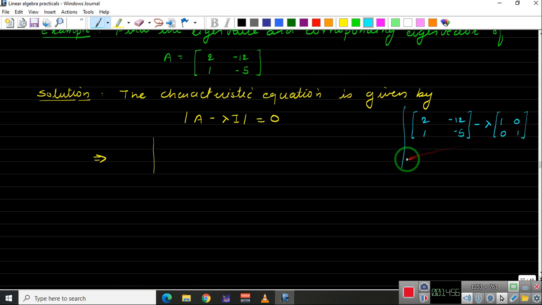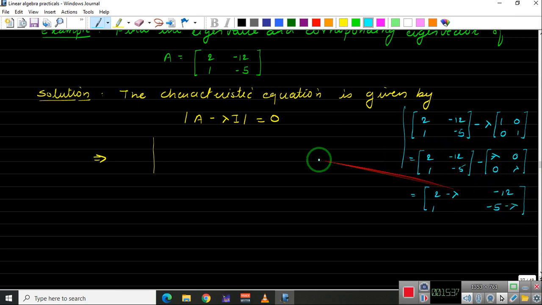So this will be equal to 2, minus 12, 1, minus 5, minus, you multiply the scalar inside the matrix, so this will be lambda 0, 0 and lambda. Then to subtract two matrices you subtract the corresponding entries. So this will become 2 minus lambda, minus 12 minus 0 is minus 12, 1 minus 0 is 1, and minus 5 minus lambda. This is our matrix A minus lambda I.